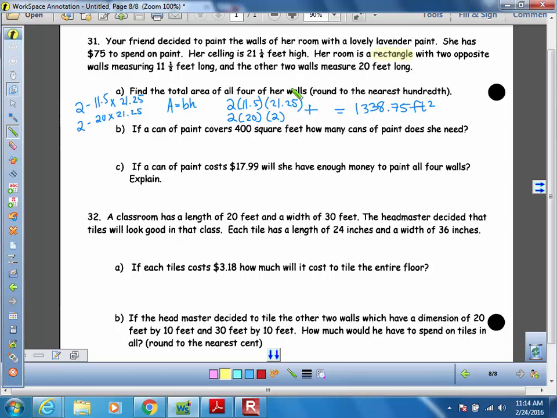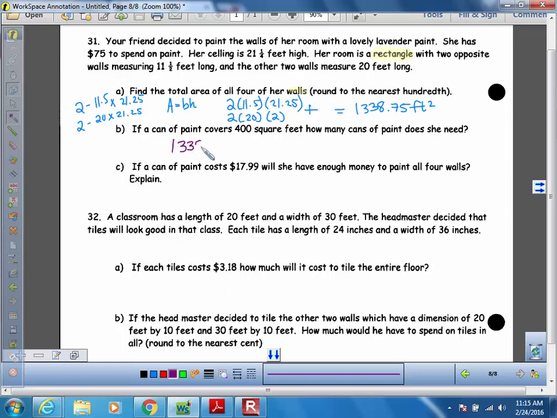Okay, then it says if a can of paint covers 400 square feet, how many cans of paint does she need? So we've got to figure out how many 400 square feet will go into 1,338.75. So we would divide the total area by 400, and when you put that in your calculator, it goes 3.3 times. You can't buy 3.3 cans, and so we would need 4 cans of paint.